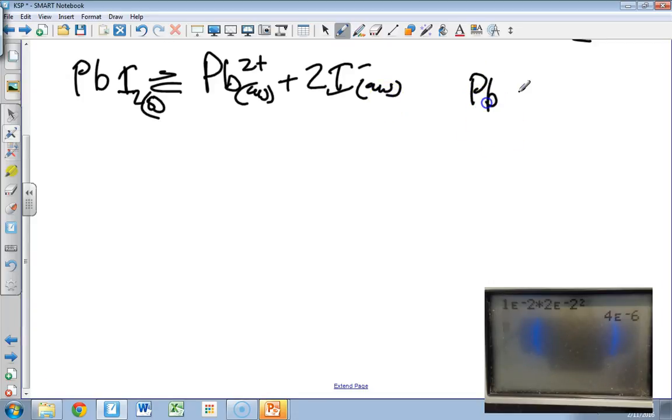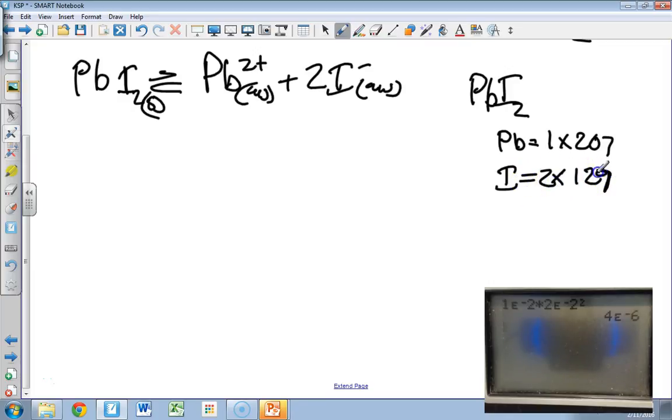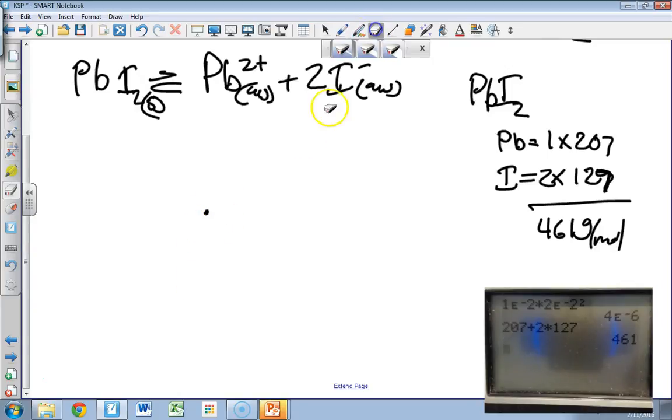So lead iodide. How many leads are in this? Pb equals 1 times 207. And then iodine, there's 2 times 127. So now we go 207 plus 2 times 127. Those masses are right off the periodic table. So the mass is 461 grams per mole. Now how many grams do we have? We have 0.54, not 0.054.